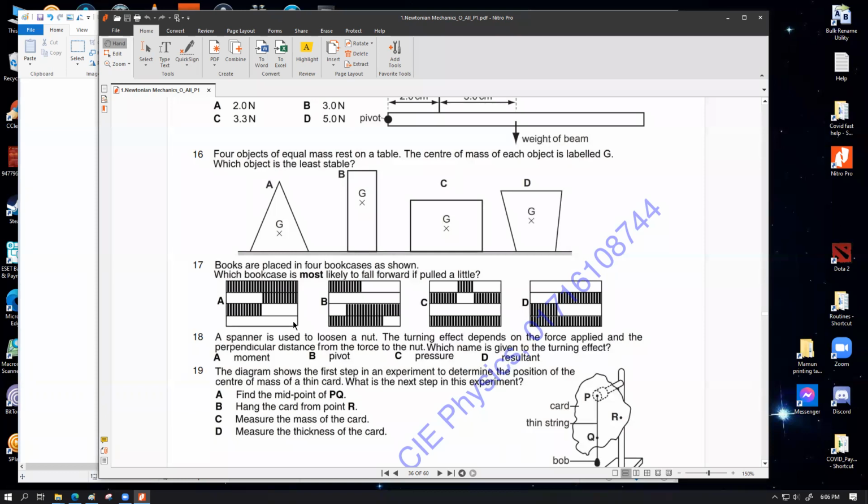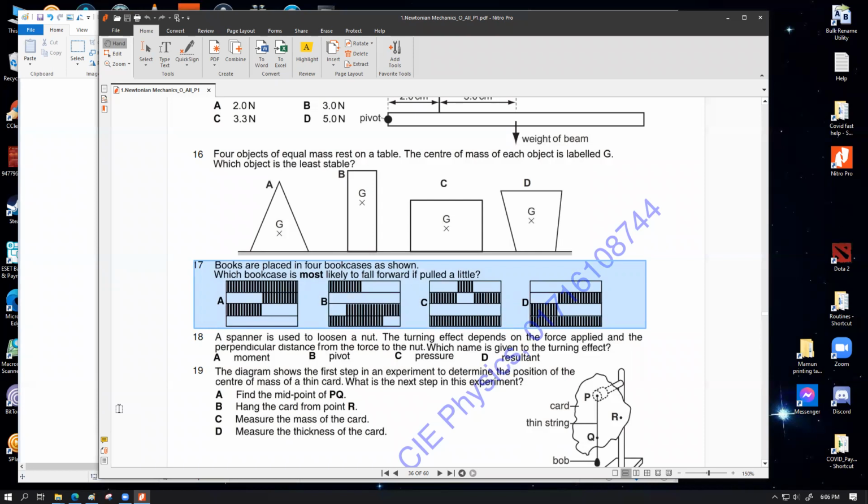So among these four structures, which one? Question number 17 says that books are placed in four bookcases as shown. Which bookcase is most likely to fall forward if pulled a little? So in this question, they are asking which bookcase is the least stable, or which one would require the least amount of force to topple it over if pulled a little bit on the front side.